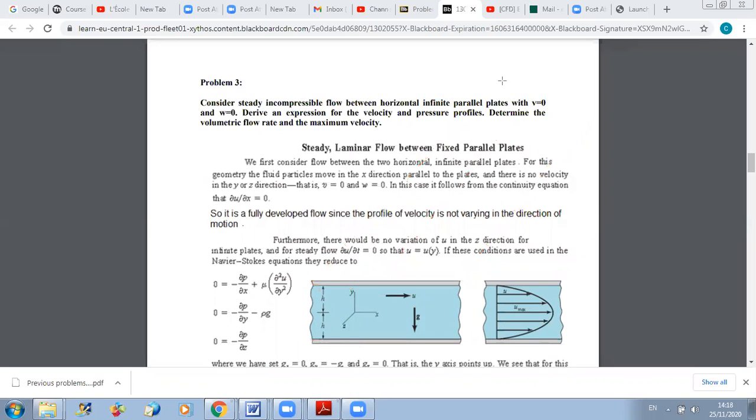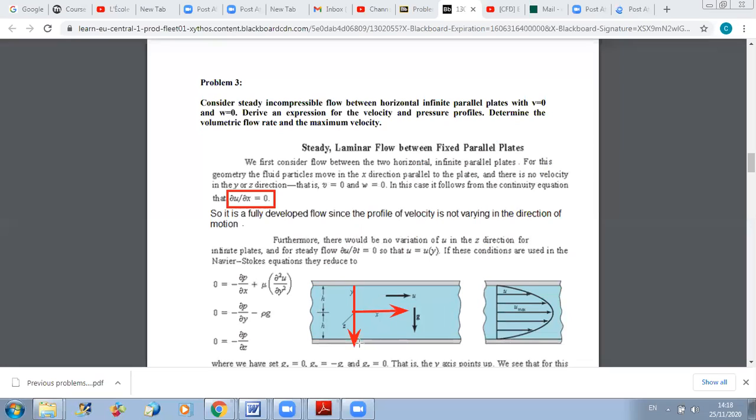And this will tell me that I am in the fully developed region, okay? Because the variation of U is only in the perpendicular direction to motion, and I have no variation in U in the direction of motion. This is fully developed. So whenever I say fully developed, this means that in the direction of motion, there is no change of velocity. I only have change of velocity in the perpendicular direction to motion.